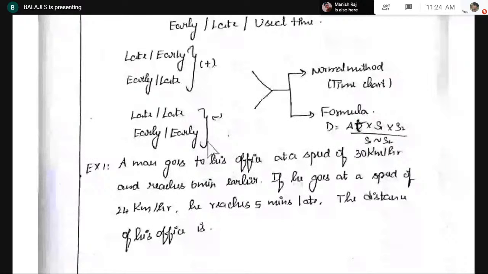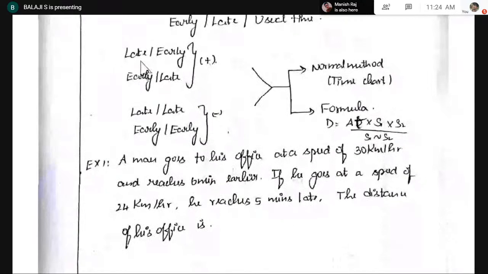The important catch here is, if the question contains early and late together, we must add the time differences. In this question, 6 minutes earlier and 5 minutes late contain early and late together, so we must add the timings, that is 6 minutes and 5 minutes, which is 11 minutes. Suppose the question has 6 minutes earlier and also 5 minutes earlier, then we must subtract, that is 6 minus 5, which is equal to 1. First we'll solve this question in the normal method, which is called the time chart method.